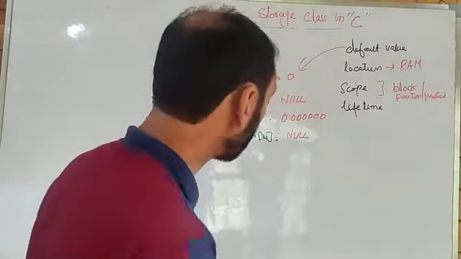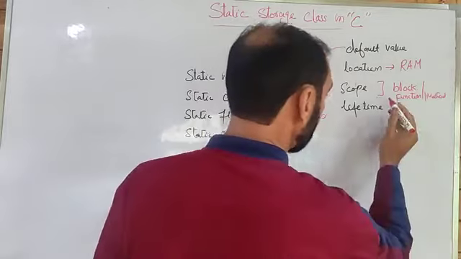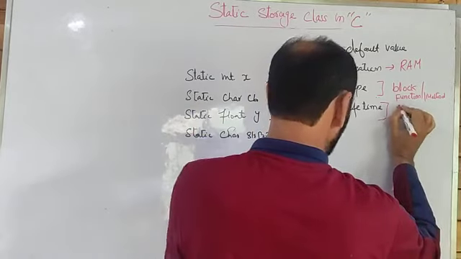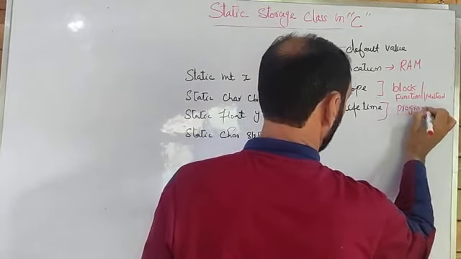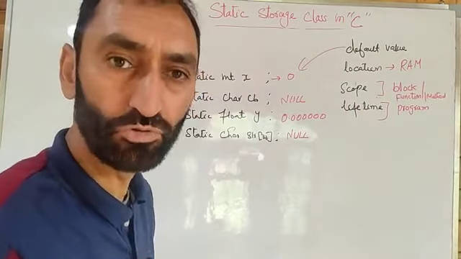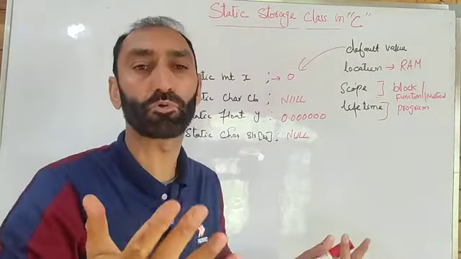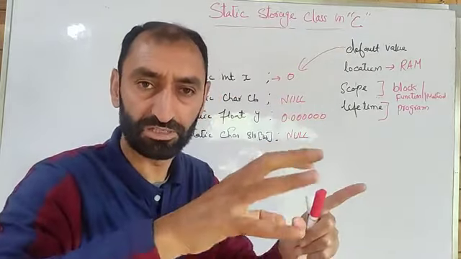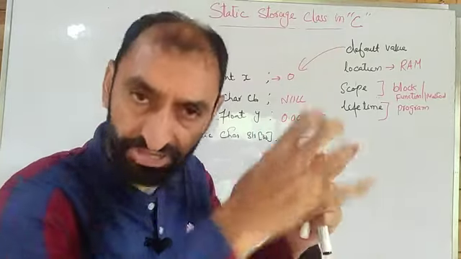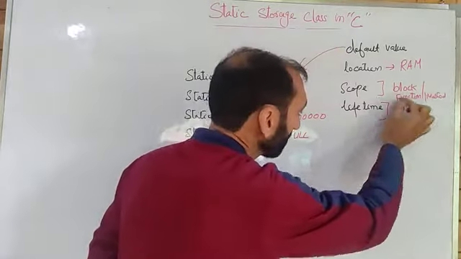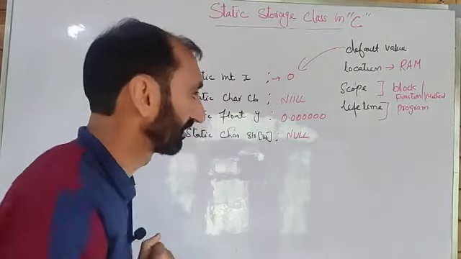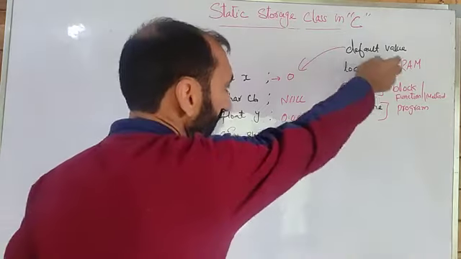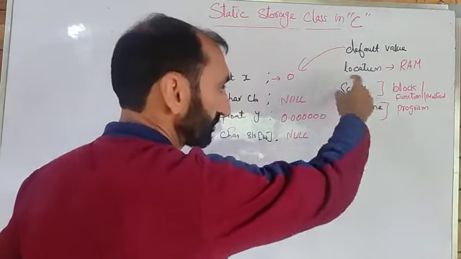And the third one is the lifetime. What is lifetime? Here, the lifetime of the variable whose storage class is static is program scope. Or we can say the lifetime of the variable whose storage class is static is throughout the program. We can use this variable throughout the program until the program ends. At the exit of the program, at the termination of the program, we can use the variable whose storage class is static. So now I hope that you understood what is the default value of the variable, location, scope, and lifetime.